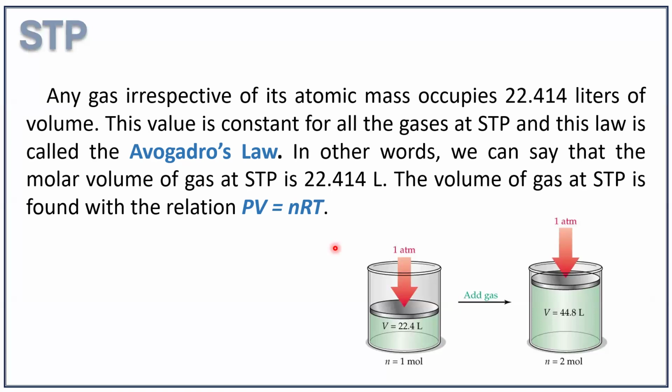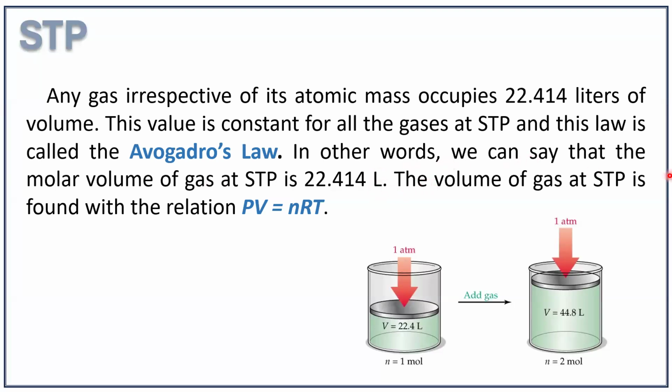Now, this law is known as the Avogadro law. This value is constant for all gases at STP, and this law is called the Avogadro law. So, if we take 1 mole of hydrogen molecules at STP condition, the volume will be 22.414 liters. 1 mole of oxygen molecules at STP will be occupying a volume of 22.414 liters. 1 mole of nitrogen molecules at STP will be occupying a volume of 22.414 liters. And this law is known as the Avogadro law.